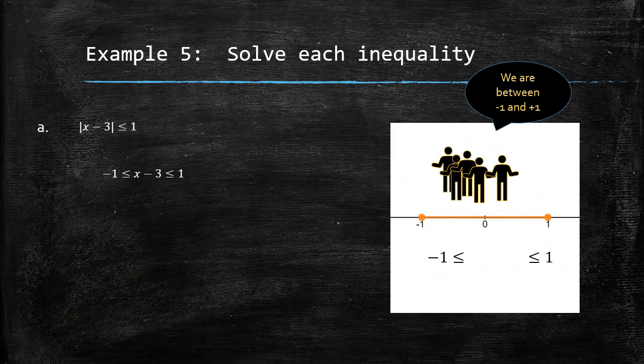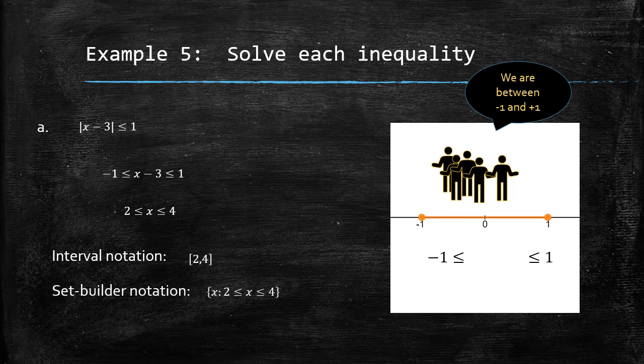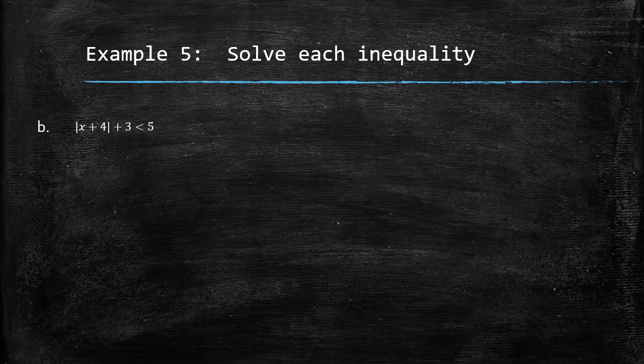Okay, so here's a problem worked out. Add 3 to both sides to get that x is between 2 and 4. Interval notation and set builder notation. Okay, so here's another one.